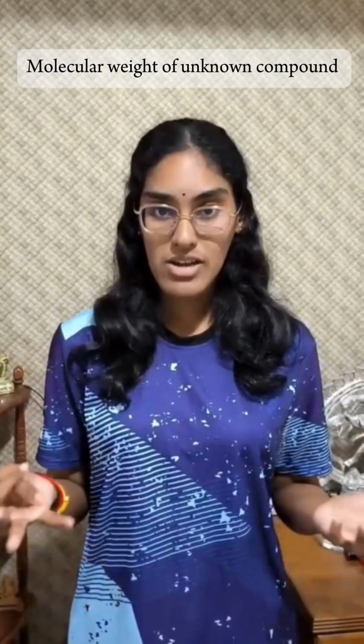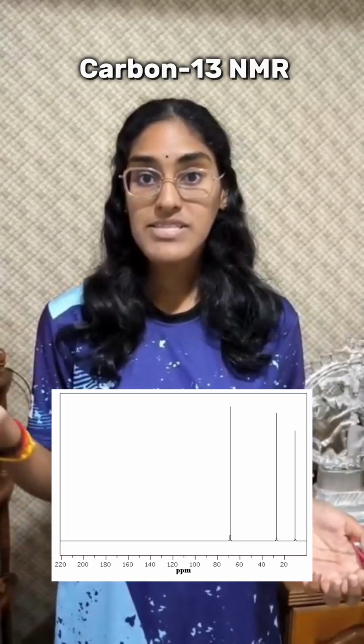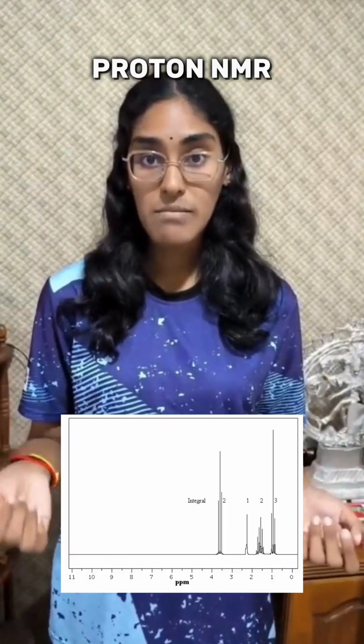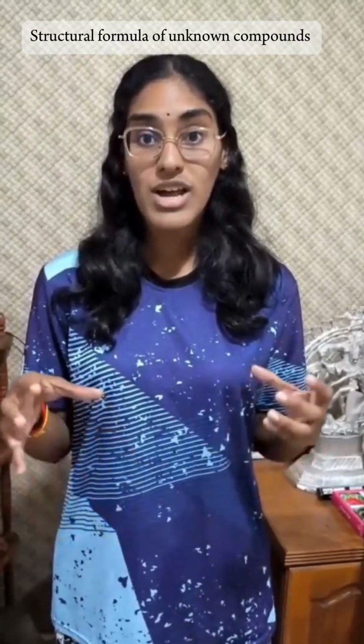As you can see in this question, there are 4 spectrums given. The first spectrum is the MS analysis, where we can know about the molecular weight of the unknown compound. The second spectrum is FTIR analysis, where we can know about the functional group of the compound. The third spectrum is the carbon-13 NMR analysis, and the last spectrum is the proton NMR analysis. Through spectrum 3 and 4, we can know about the structural formula of the unknown compound. So let's move on to the first spectrum, which is the MS analysis.